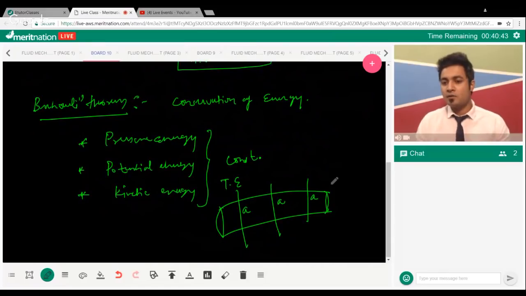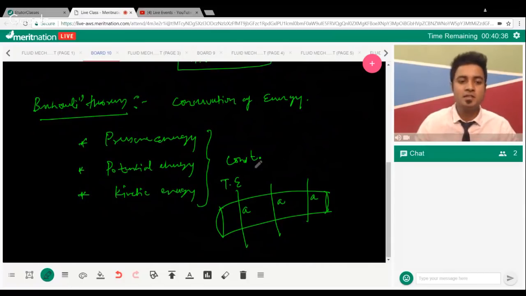Okay, Shamsher is asking to explain the kinematics. Kinematics we have already done. We had a previous YouTube session, so you can watch it over there.